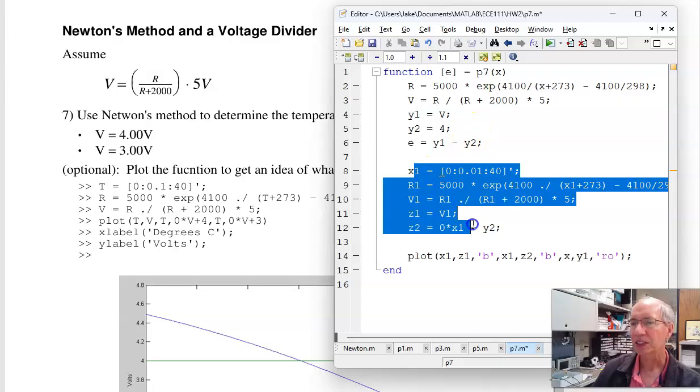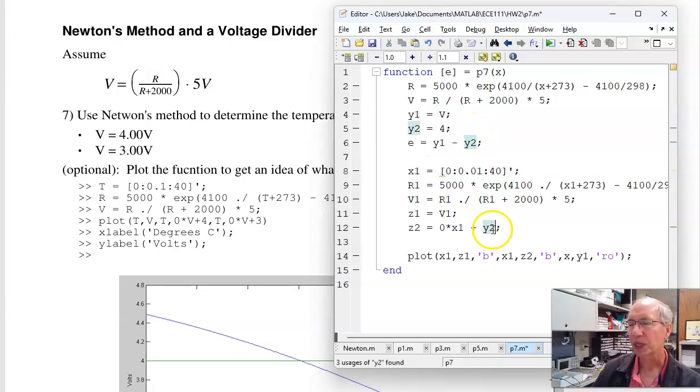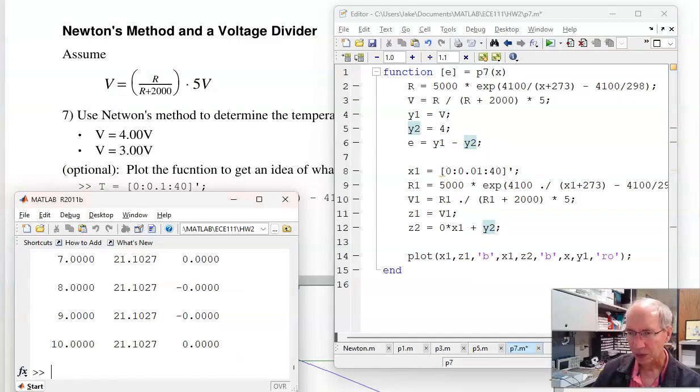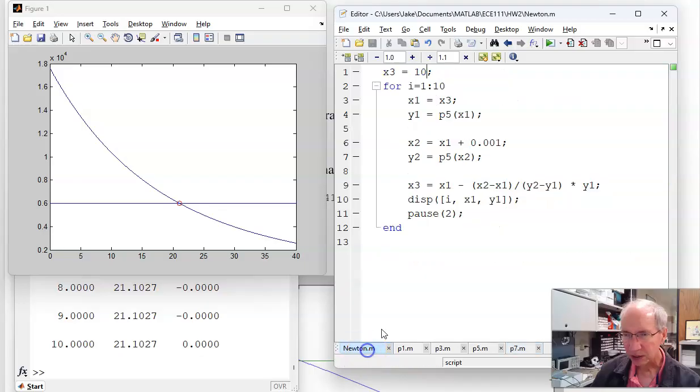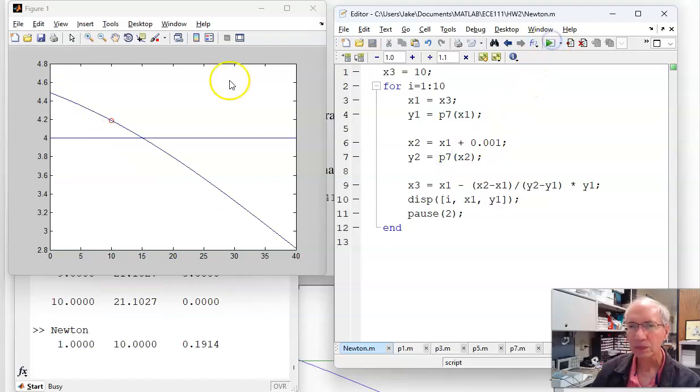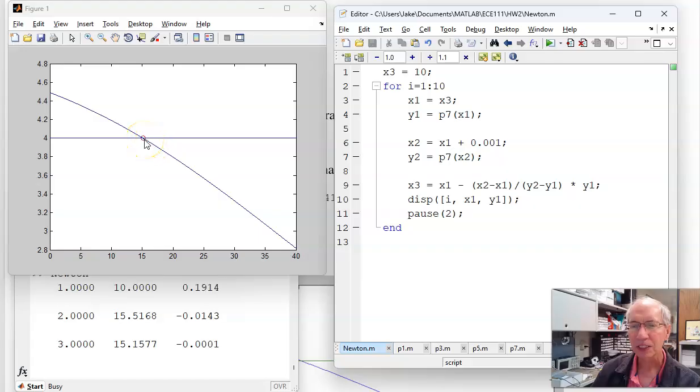And this down here isn't really needed. It's just kind of for fun plotting. It plots the answers. What that looks like is if I save that, go back to Newton's method, and I want to drive P7 to 0. So my first guess, draw the tangent, second guess, third guess, fourth guess. 4 volts corresponds to 15.1562 degrees Celsius.